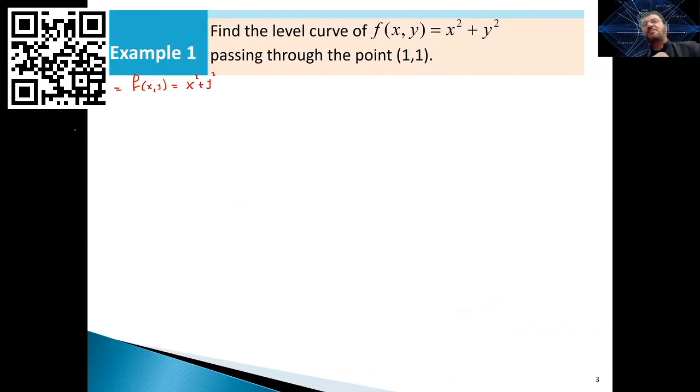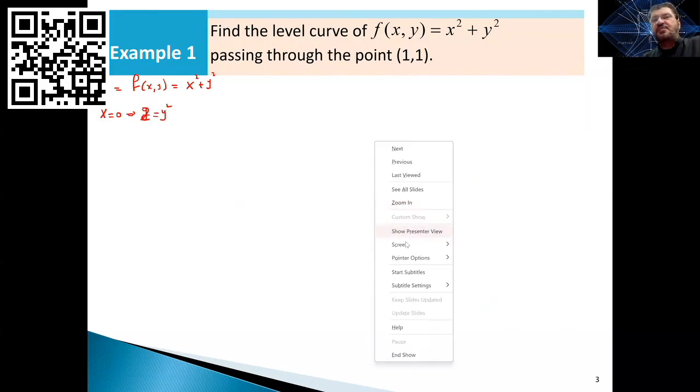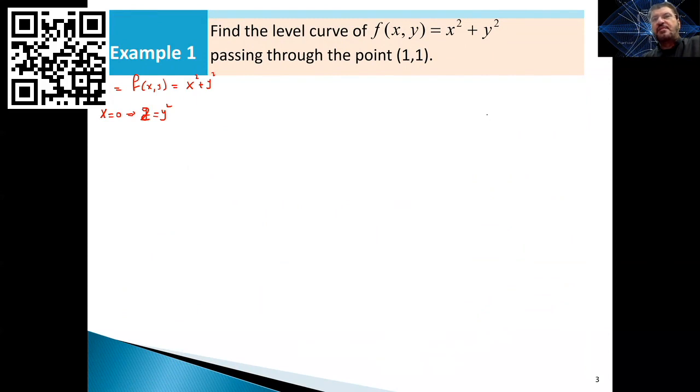Let's call this one z. We all know how to graph this one. If you remember, we did this one before. Okay. So if you let x equal 0, what do we get? We get z equal y squared. So let's make the graph in 2 or 3-dimensional space. So I'm going to make the graph here.